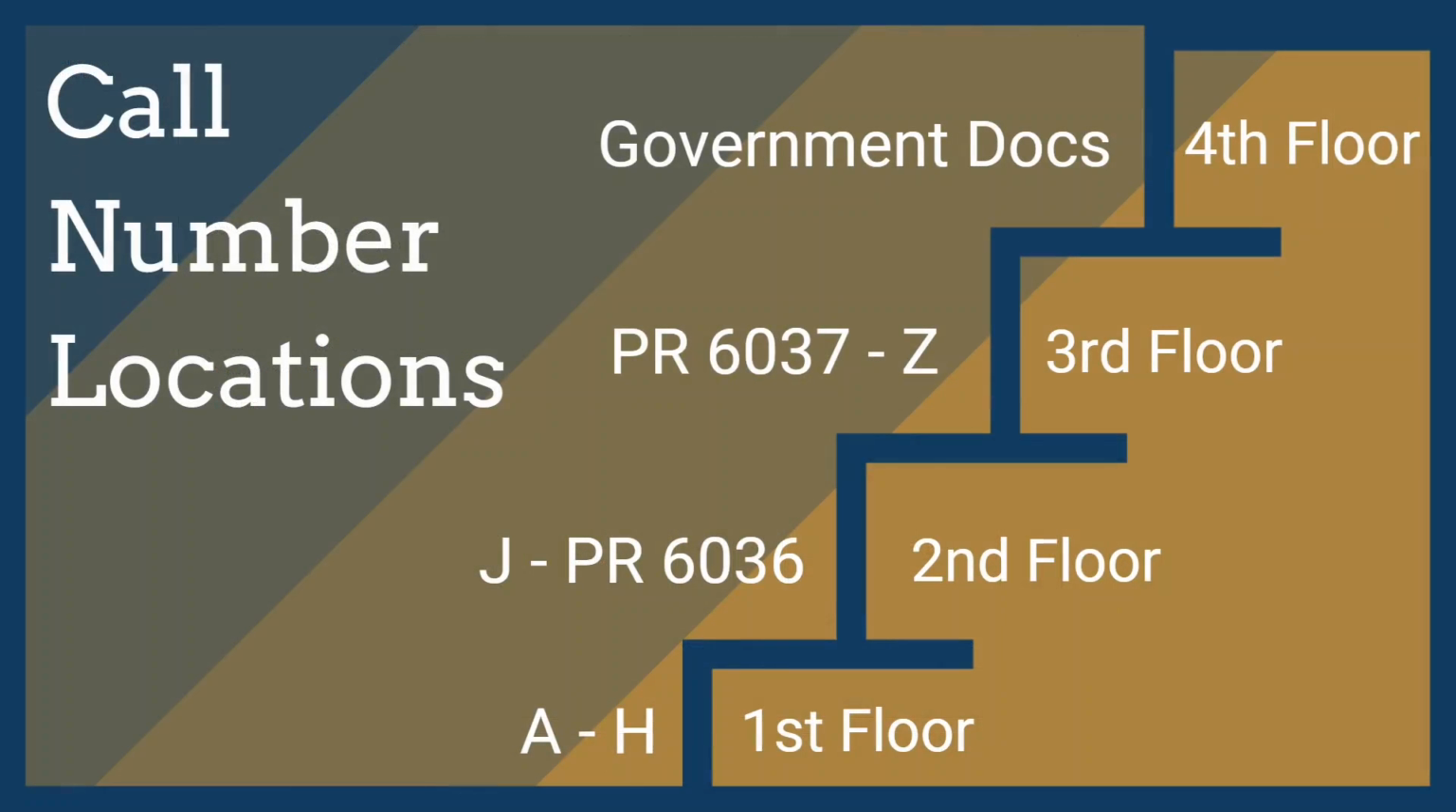The university library does not use the Dewey Decimal System. We use the system devised by the Library of Congress. Instead of organizing books by the author's last name, we have a system that's built through using subject headings. Here at McNeese, our general collection is divided across 3 floors. On the first floor, we have call numbers A through H. On the second floor, we have call numbers J through PR 6036. And then the third floor is PR 6037 through Z. On the fourth floor, we have government docs, and this is not part of the general collection.